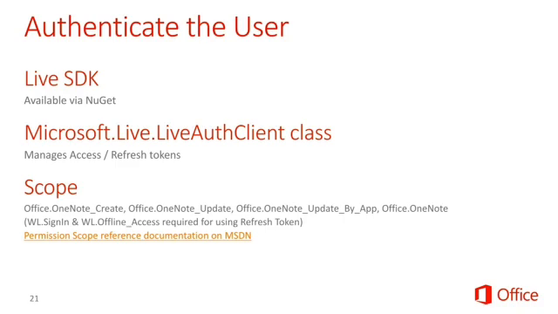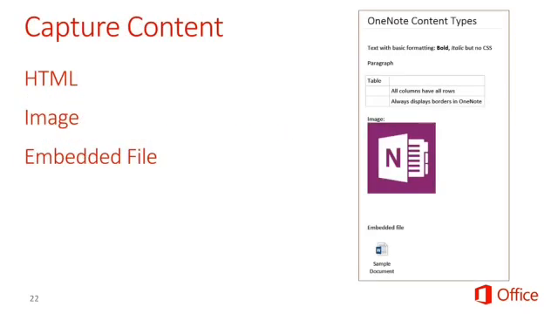There are a couple of different scopes that you can define. The different scopes are the different permissions, so things like creating a OneNote or updating a OneNote. All of those are referenced in the permission scope reference available on MSDN at the link provided here. You can also capture content either as HTML, as an image, or as an embedded file, as I mentioned earlier.